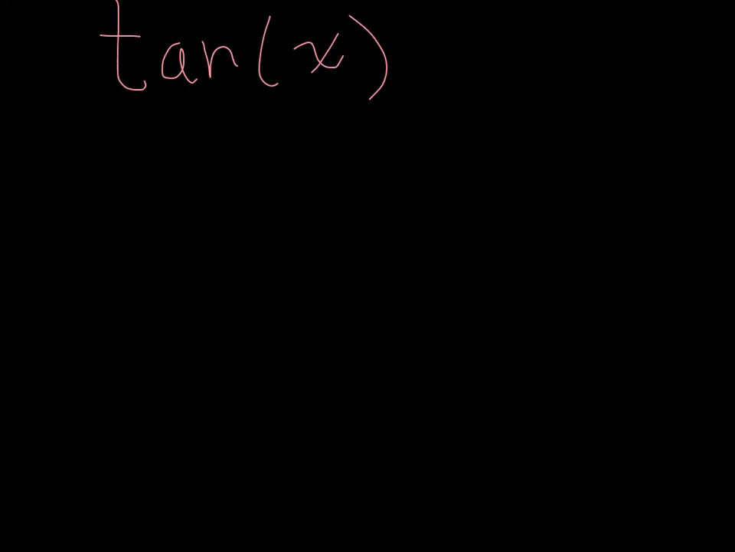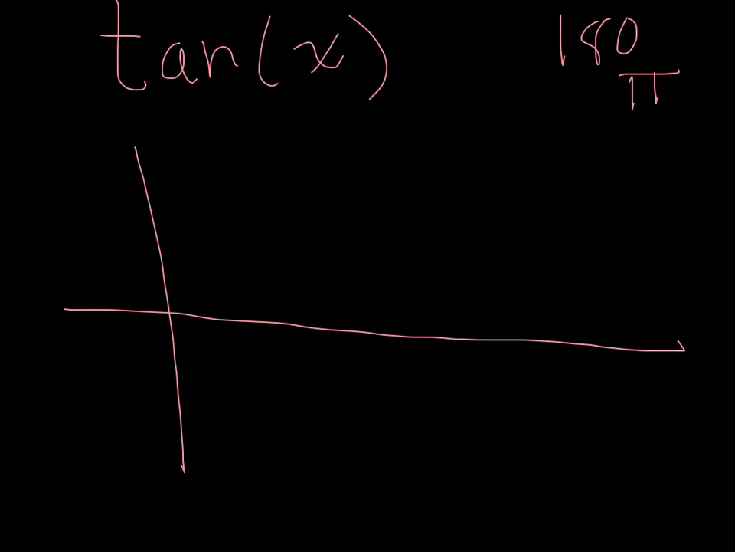So tangent is the one that likes to give us problems. The period isn't 360 anymore, it's 180, which is pi. So when you draw this one, let's take it all the way up to 360 anyway. And 180. This is pi and this is 2 pi. So it's going to go to 180 degrees. That's where our cycle is going to end right here.